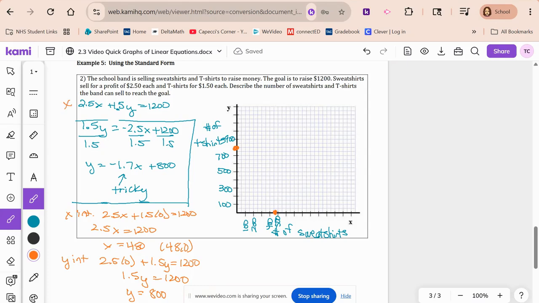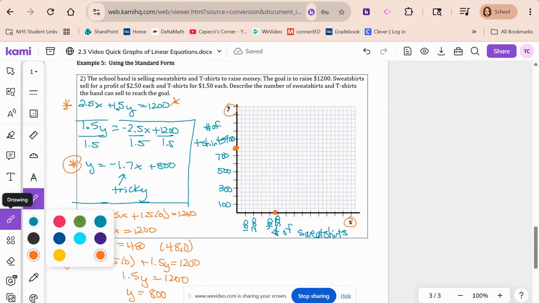Well, first we'll start with standard form. $2.50 profit for each sweatshirt. I made that my x-axis. And then my y-axis is going to be the number of t-shirts. Now remember, they're trying to get that $1,200 goal. Okay. If I put that in slope-intercept form right there, it does make it a little tricky because that -1.7 is not an easy slope to deal with in this case.